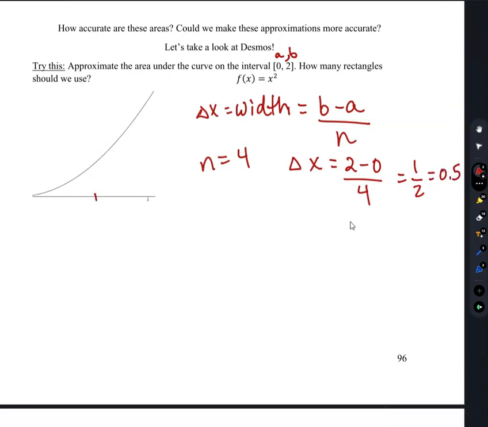So I'm going to try to draw this as best I can on this graph. We're looking at the function just x squared. So there's 0.5, and here is 1.5, and of course 2 is here.